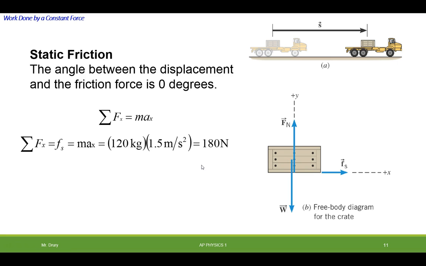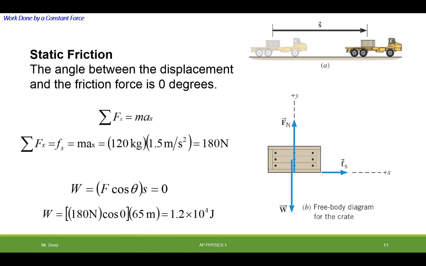Now that we know the force of the static friction, and we know how far it moved, we can figure out how much work was done. And there we go. Note once again that the angle between the direction of motion and the force was 0, so cosine is 1. So all this 180 newtons was used in the movement, the static friction keeping the object from slipping. All right.